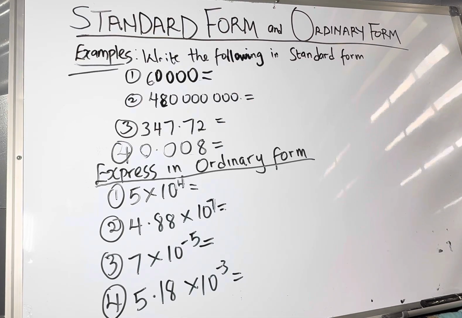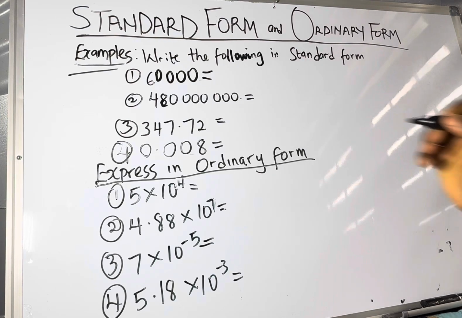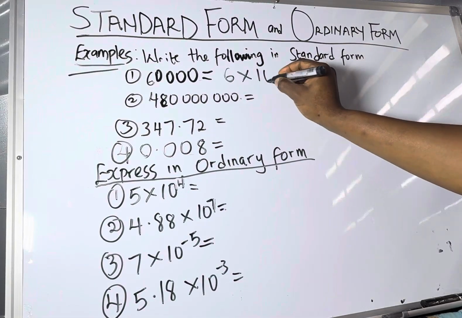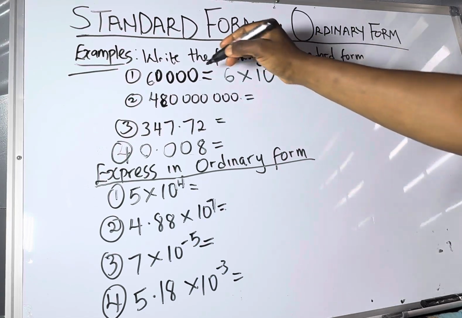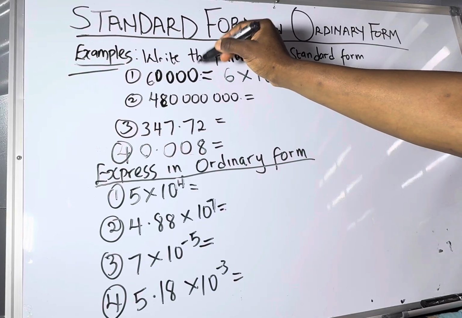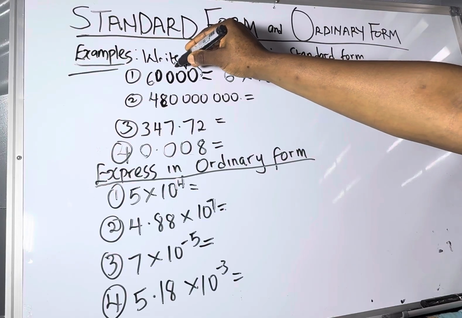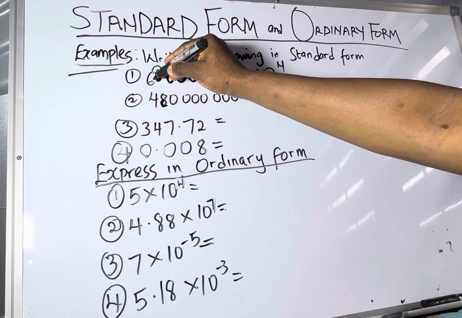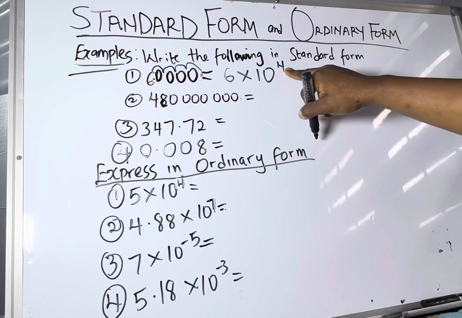Number 1, 60,000 in standard form can be written as 6 multiplied by 10 raised to the power of 4. Now, there's an invisible decimal point here which needs to be counted before the first number, which is 1, 2, 3, 4. Now, the decimal point ends here, which simply means 6 times 10 raised to power 4.